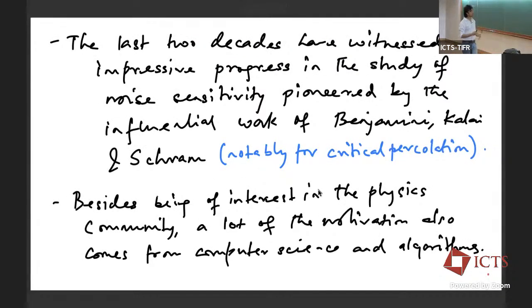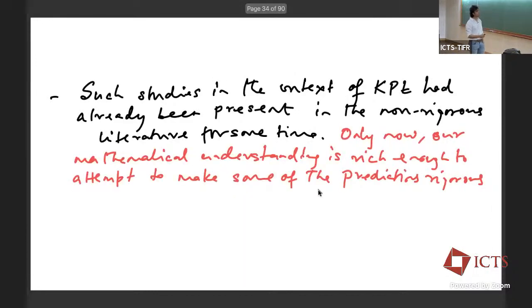And as I said, the last 2 decades have witnessed impressive progress in the study of noise sensitivity, pioneered by this paper of Benjamini, Kalai and Schramm, whose main motivation was to do this for critical percolation. And besides being of interest in the physics community, a lot of the motivation also comes from computer science and algorithms. So there are randomized algorithms that you can define based on an understanding of the noise sensitivity properties of these models. And such studies in the context of KPZ had already been present in the physics literature. But it's been a while. It's been about 20 years since the first reference that I could find about predictions of noise sensitivity properties in this setting; the one that I found was from the early 2000s.